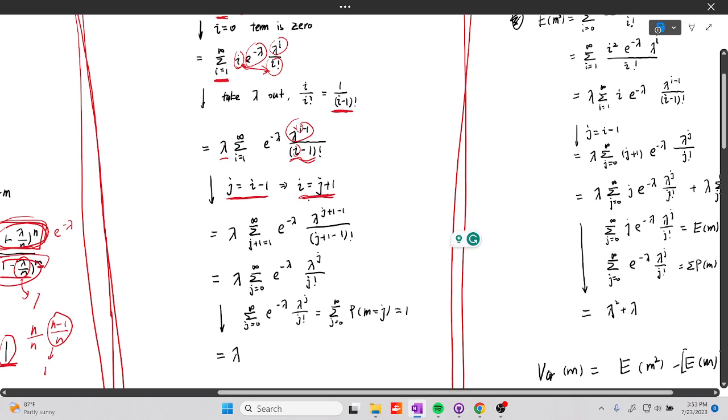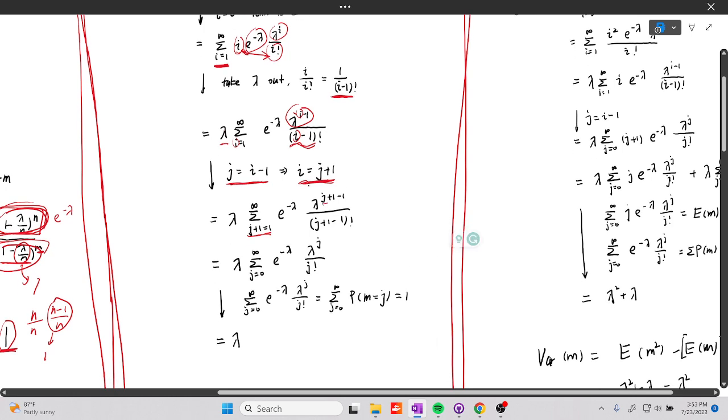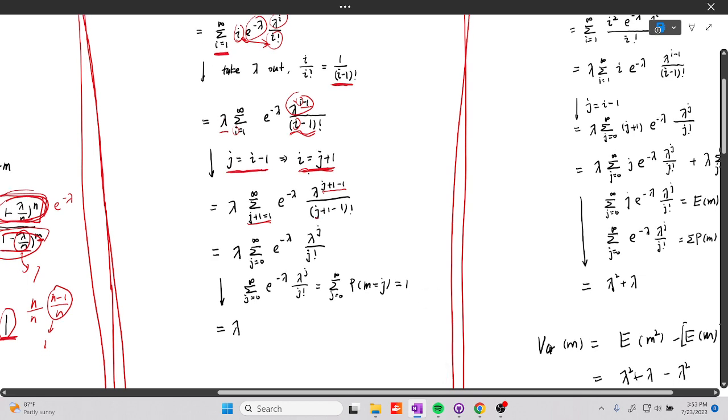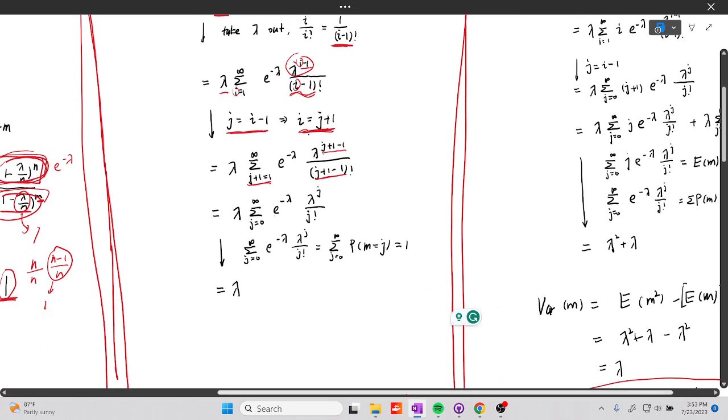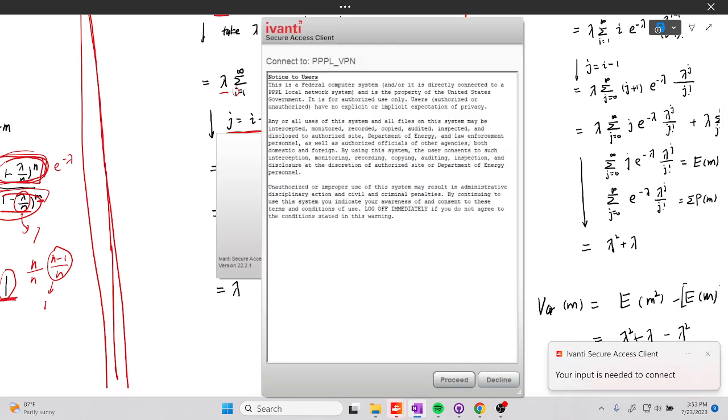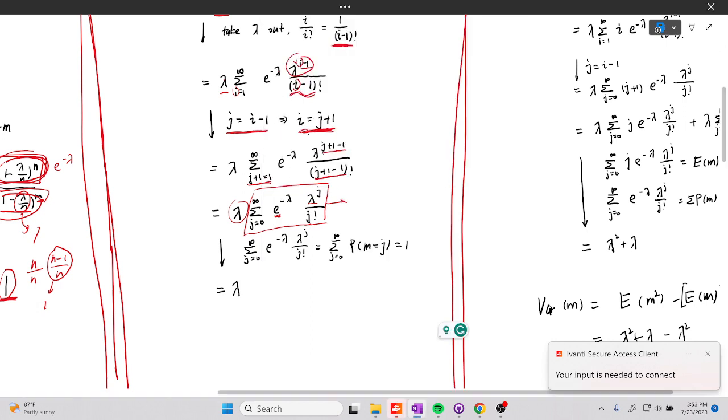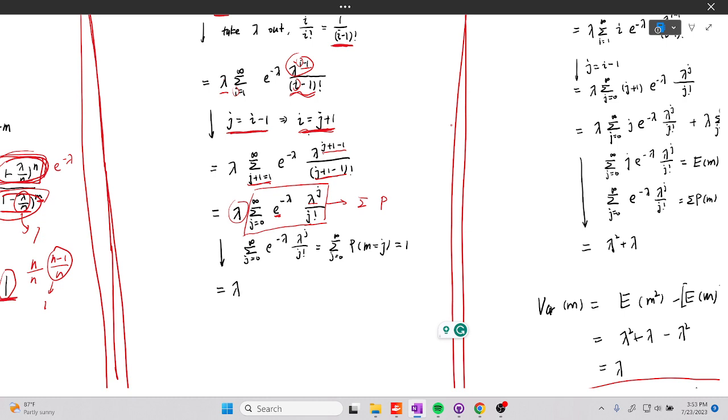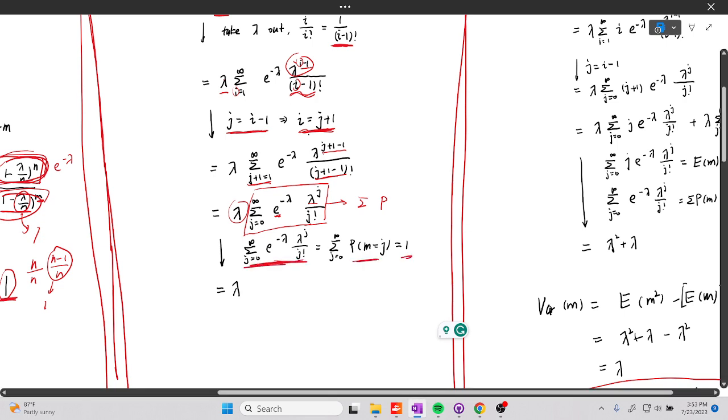here and here and here, we have essentially j plus 1 minus 1, and j plus 1 minus 1. We have this, and this. Lambda is out. This looks familiar. This is pretty much the sum of the probability. A sum of a probability distribution is 1. Thus we are just left with the front term, lambda. Therefore, the expectation value is lambda.